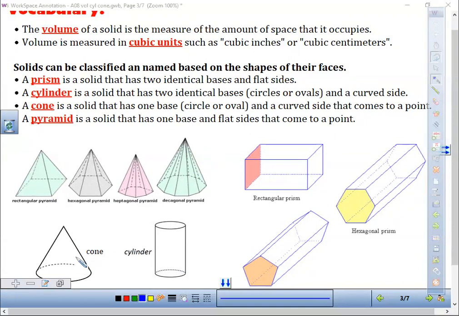So a cone has a curved side. A pyramid has flat sides that come to a point. And again, you name pyramids by the shape of their base. So this is a rectangular pyramid because the base is a rectangle. This is a heptagonal pyramid because the base is a heptagon.